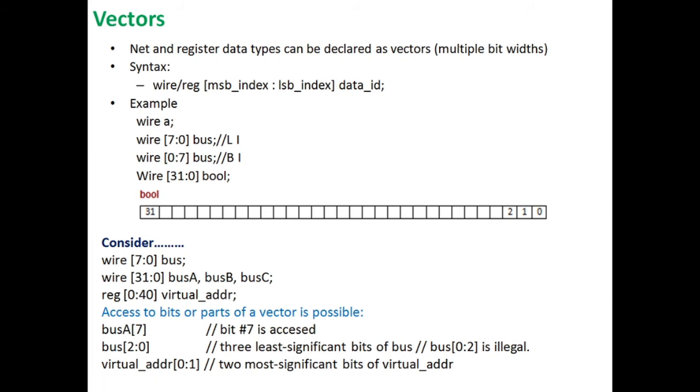And the very next one is reg 0 down to 40 virtual address. This virtual address is a variable of type reg and it is 41 bits wide. Virtual address 0 down to 1. That means the left part is always treated as the MSB and the right side as the LSB. So I am accessing the two most significant bits in my virtual address register of 41-bit capacity. So this is about vectors.